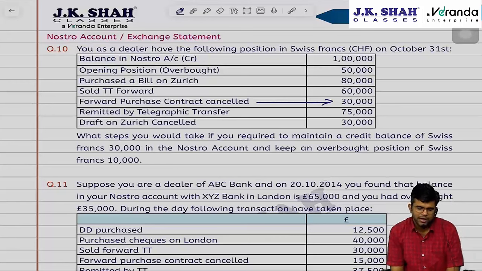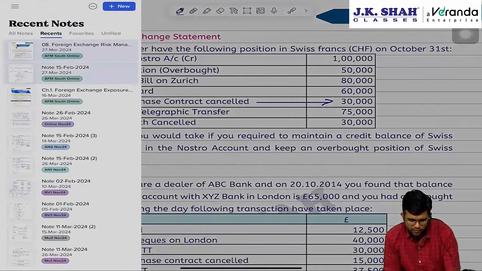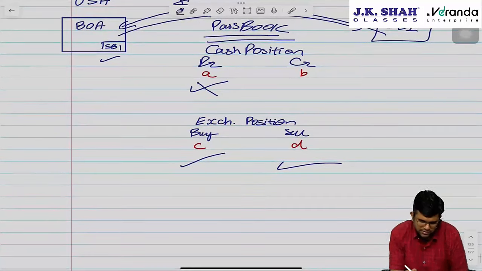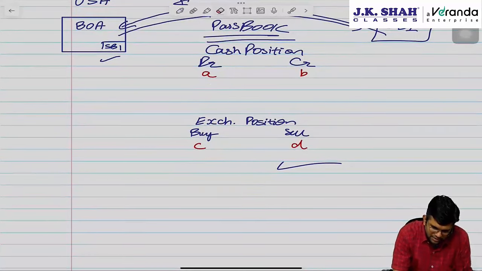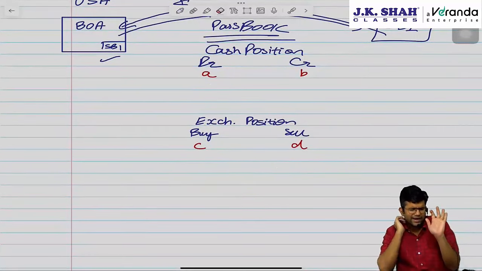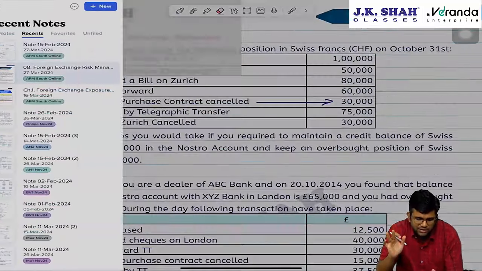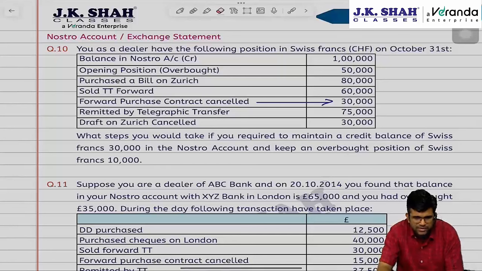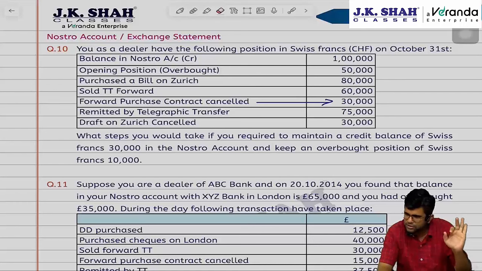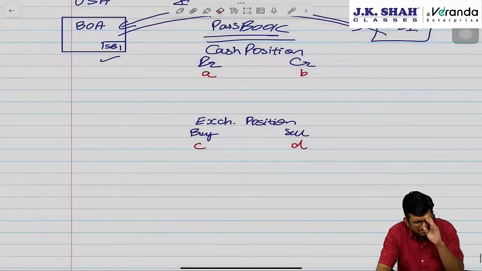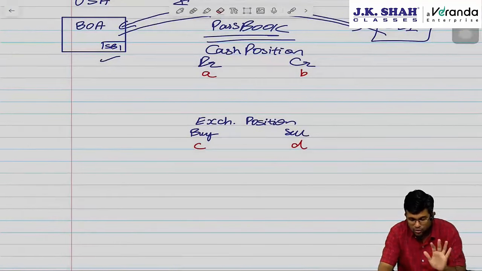Forward purchase contract cancelled. Take your time. Forward purchase contract cancelled means you had entered into some forward purchase contract in the past. It is not mentioned in this question when you purchased. Are you all there? In the past there was a date when you had entered into a forward purchase contract. Today you are saying I don't want to execute it, I want to cancel it.